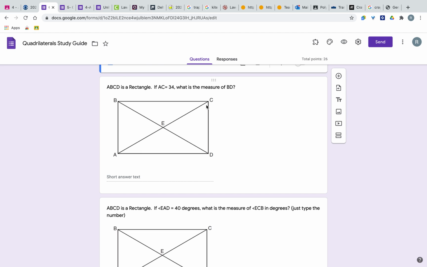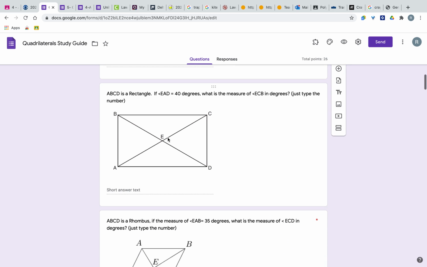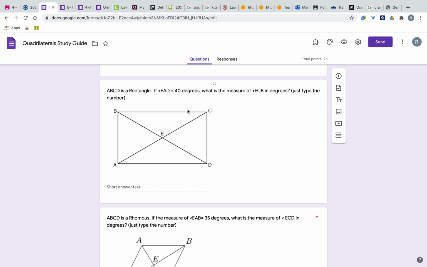Says AC is 34. What's the measure of BD? 34. Again, we already talked about the diagonals being congruent in rectangles. So if one's 34, the other one's 34. EAD, now we have EAD, which is this angle, is 40 degrees. Wants to know what ECB is. Well, if that's 40 degrees, then ECB is also 40 degrees. Because remember, these two angles are congruent to each other along with these two angles.